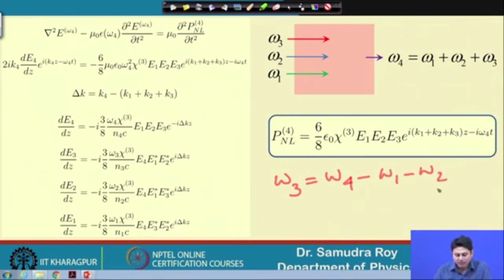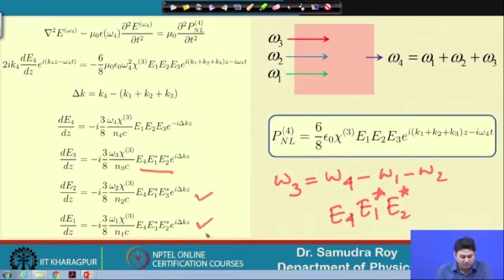So, if I want to find out the corresponding frequency component, the field will be E4, for this minus sign it will be E1 star, and for this minus sign it will be E2 star. This will be the combination of the field in P nonlinear, and if you look carefully, it is exactly the same thing we are having here for dE3/dz. In the similar way, for dE2/dz I will have a differential equation like this, and for dE1/dz we will have a differential equation of this.